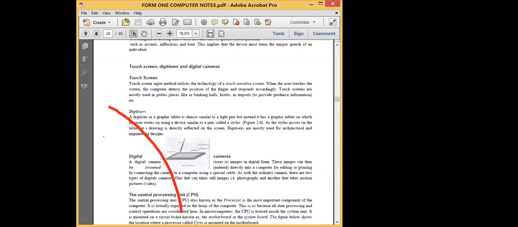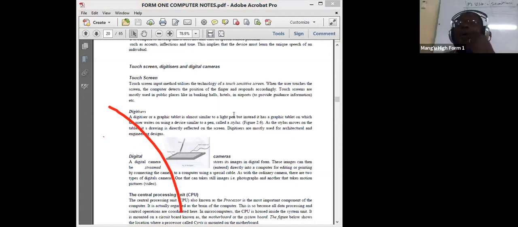Whoever is not muted. And then we have touch screens and digitizers, digital cameras. Touch screens and digital cameras.